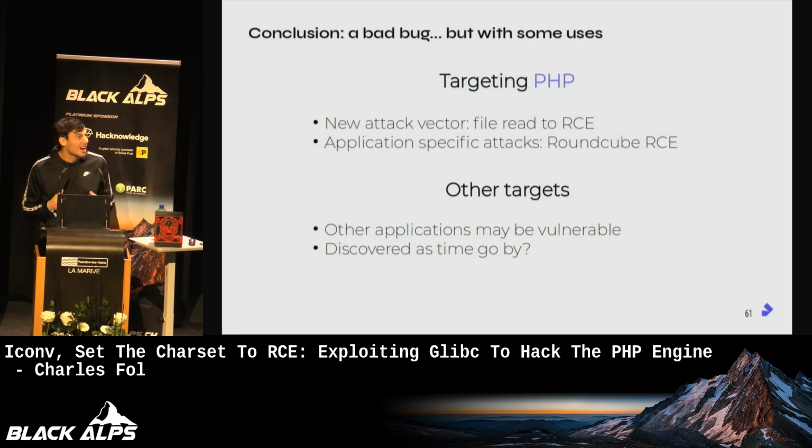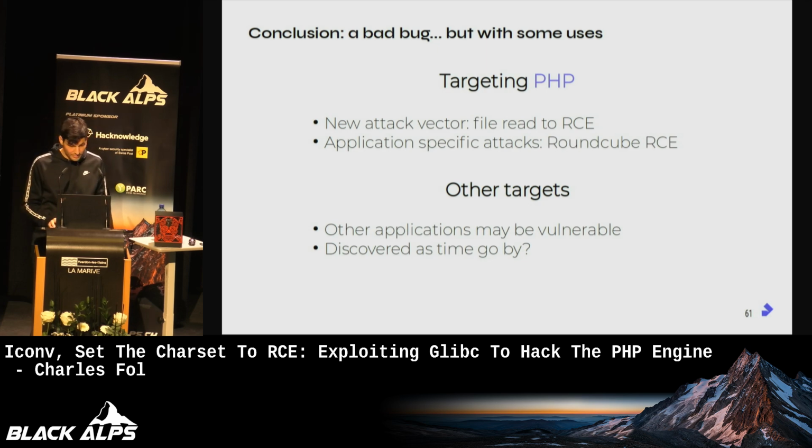But I also think that there are other targets hidden somewhere. The bug is not specific to PHP, it's in the glibc, so there might be other, completely different applications that actually use Iconv in a way that makes it vulnerable. I just wasn't able to find one. So hopefully it will be discovered as time goes by.